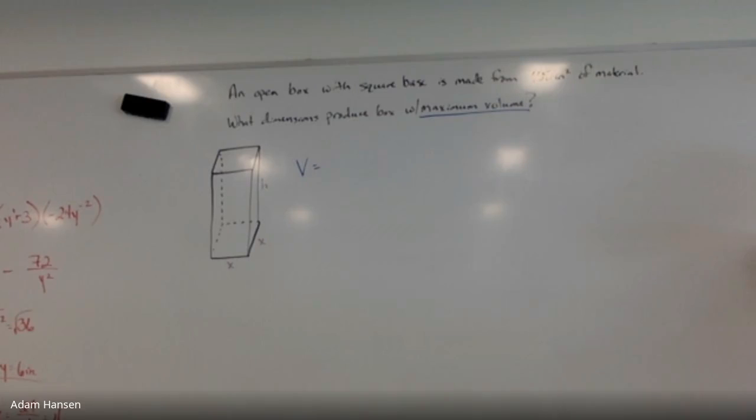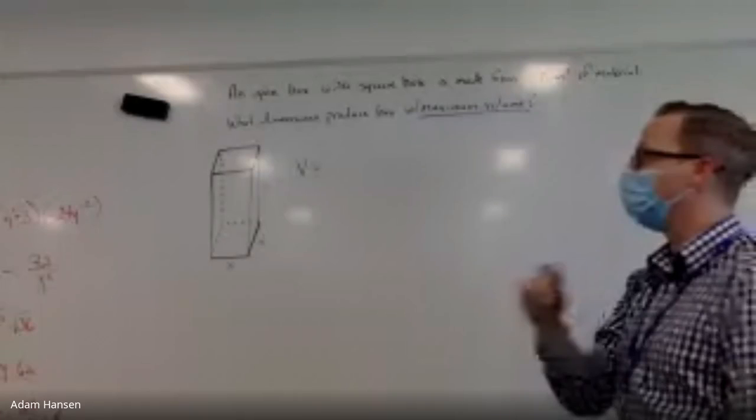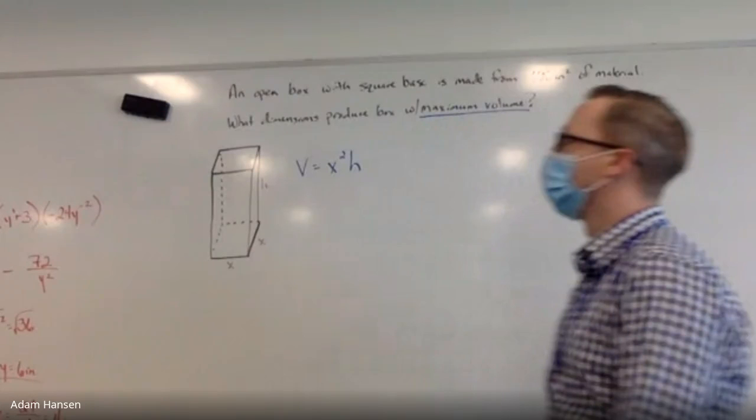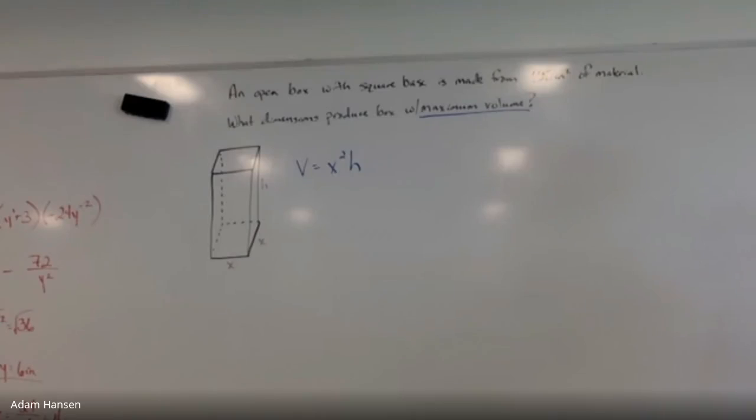Close, not 2xh. You've got to multiply everything together. It's x squared h. X times x is x squared, times h. 2x is x plus x, but I like the idea. That's one right here. I've got my primary equation for the volume: V equals x squared h.